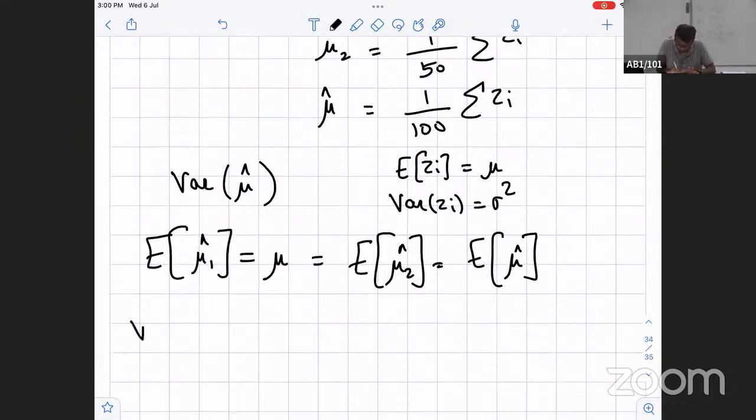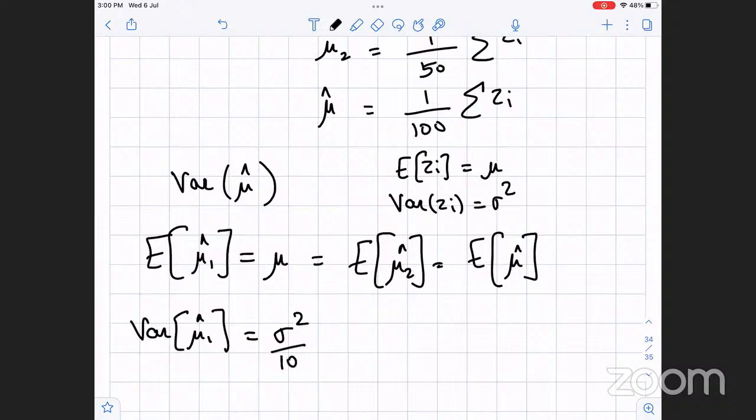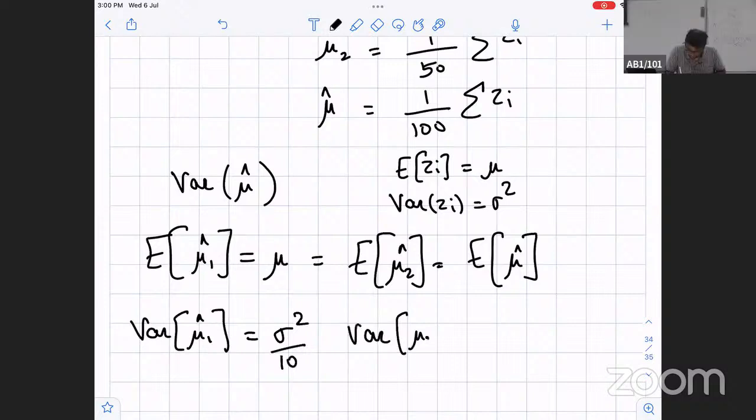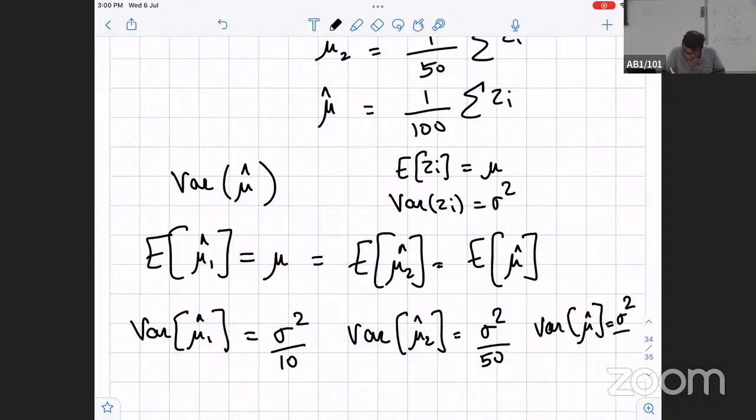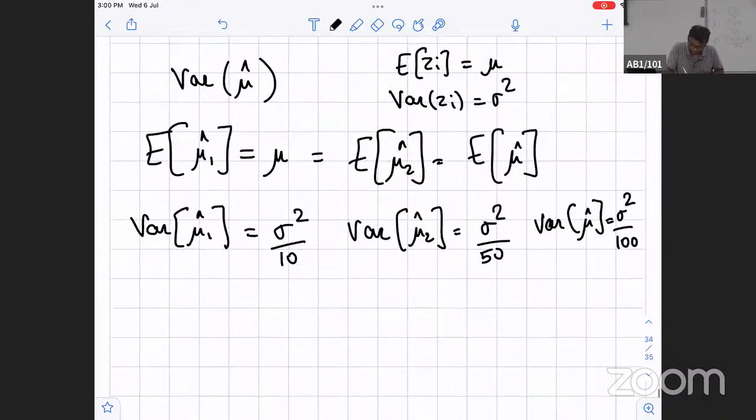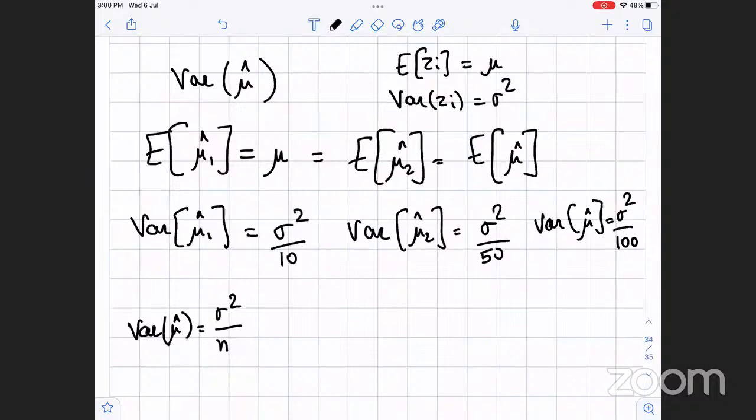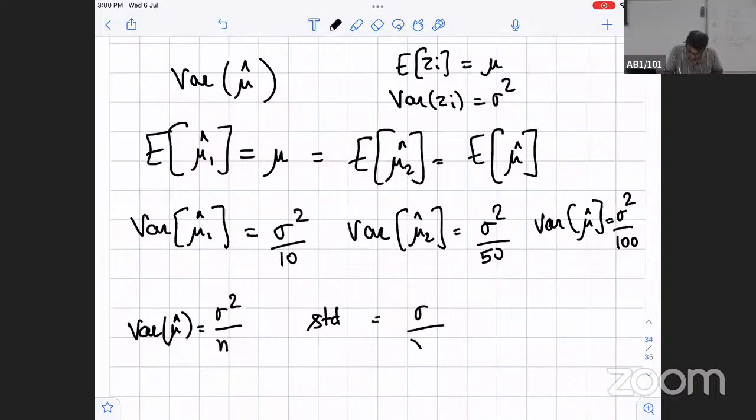So now, what about the variance of mu1 hat? Does anyone know how to do this? You can check some textbooks. It's sigma squared by 10. The variance of mu2 hat is sigma squared by 50, and the variance of mu hat is sigma squared by 100. In general, it is sigma squared by n. So this is the variance of the estimator mu hat, and the standard deviation is sigma by square root n.